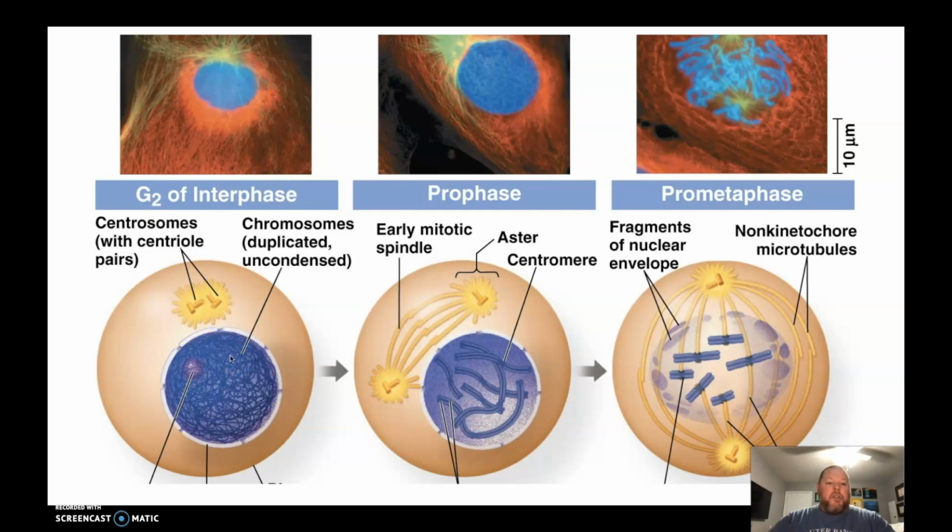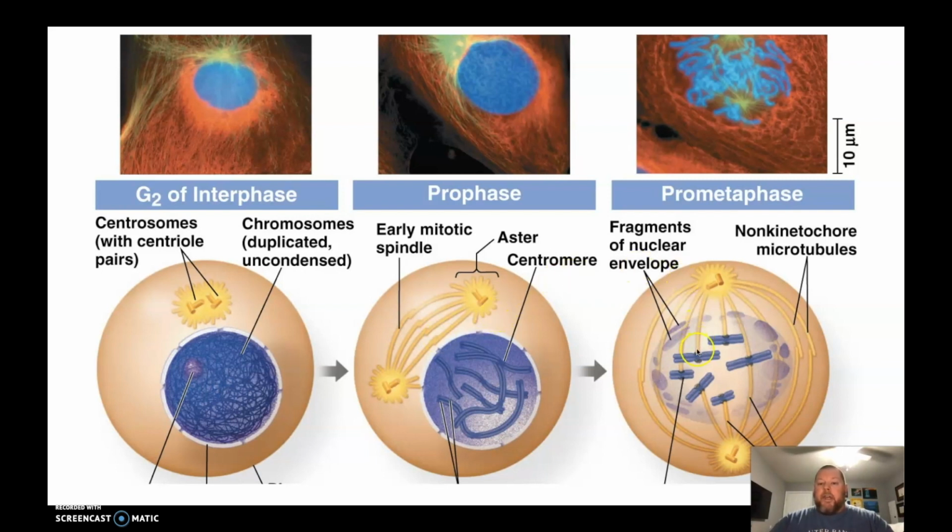And after G2, we're going to enter into prophase, which here would be the beginning of mitosis. So the centrosomes are going to start to migrate to the opposite ends of the cells. You'll see spindle fibers start to form. These are going to be made of protein filaments.